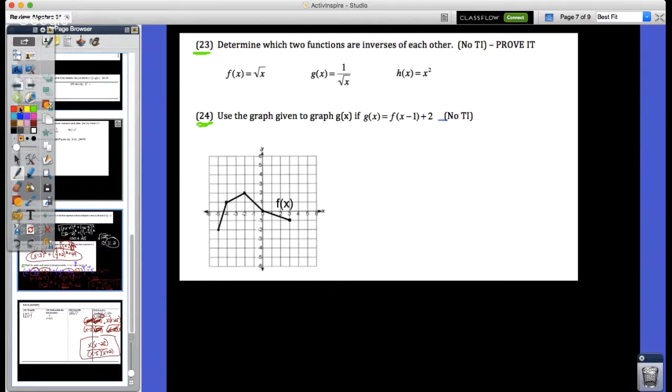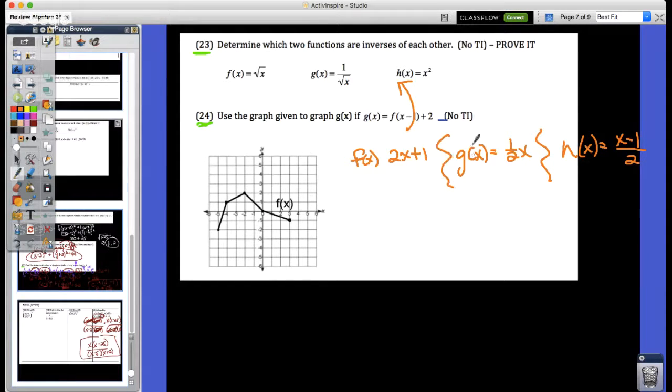I wanted to give another one like 23 up here. Let's say that I have 2x plus 1, and that's f of x, right? And this is another one like 23 up here, okay? And let's say g of x is equal to 1/2 x. And let's say h of x is x minus 1 divided by 2, okay? So we're trying to determine which one are inverses of each other.